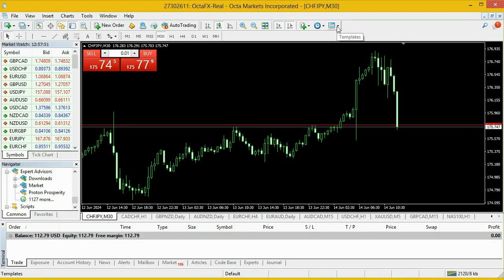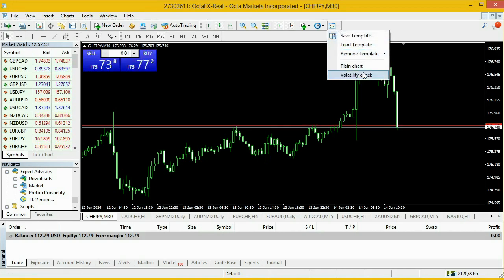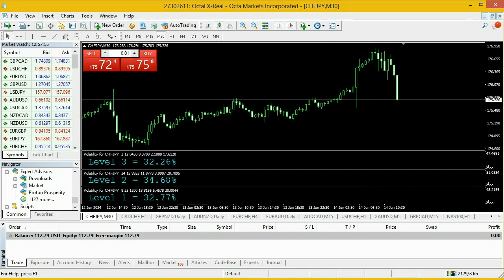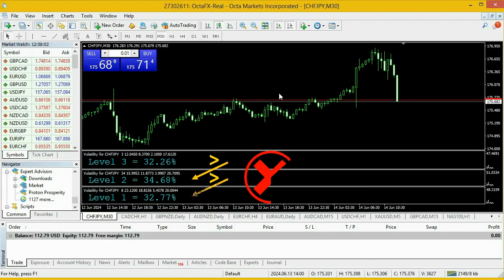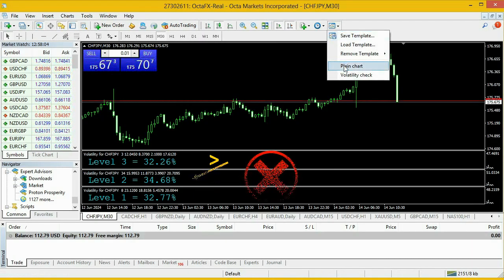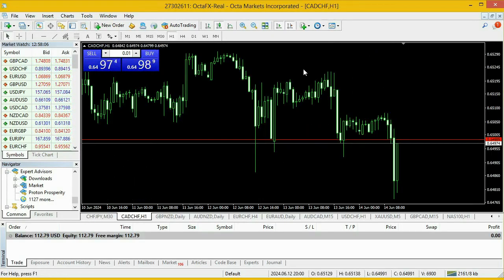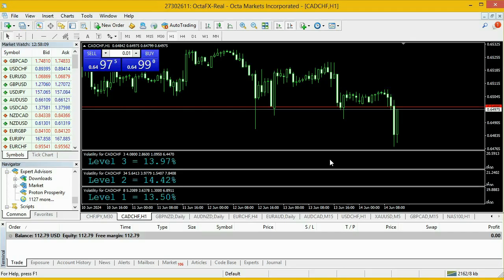There are times when the market is not in a conducive state for high probability trades, as you can see. Remember, level 2 must be greater than level 1, and level 3 must be greater than level 2, which is not the case in this instance. In such cases we do not trade. No trade here.